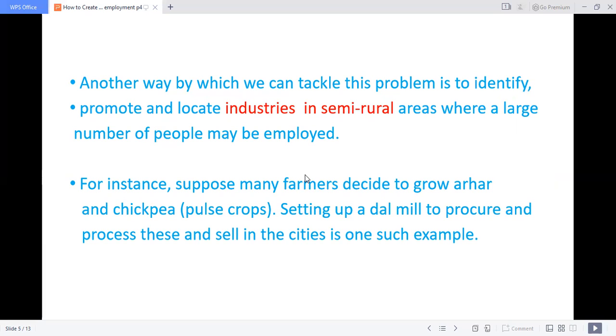This will provide employment opportunity for the people. We have seen in the previous lesson that more people are engaged in primary than necessary. 10% are needed, 30% are available. So this excess of people can go to industries in semi-rural areas, not only in urban areas. If the government encourages the promoters to construct industries in semi-rural areas, it will increase employment opportunity in rural areas.